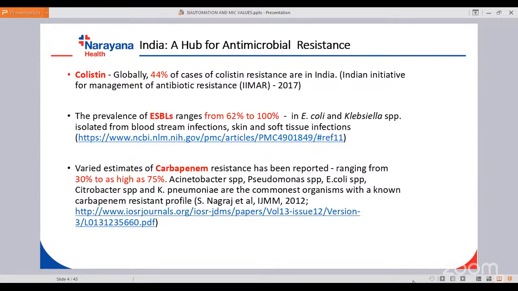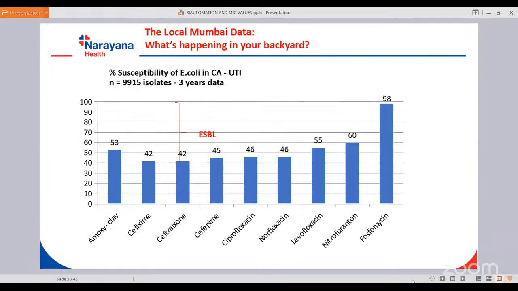So I don't think we need to talk more beyond this. Globally, we are finding 44% of colistin. Colistin is the ultimate drug that you use for gram-negative infections. 44% of colistin resistance is now in India. Prevalence of another resistance mechanism called ESBL ranges from 62 to 100%. And carbapenem resistance is ranging between 30 to 75%.